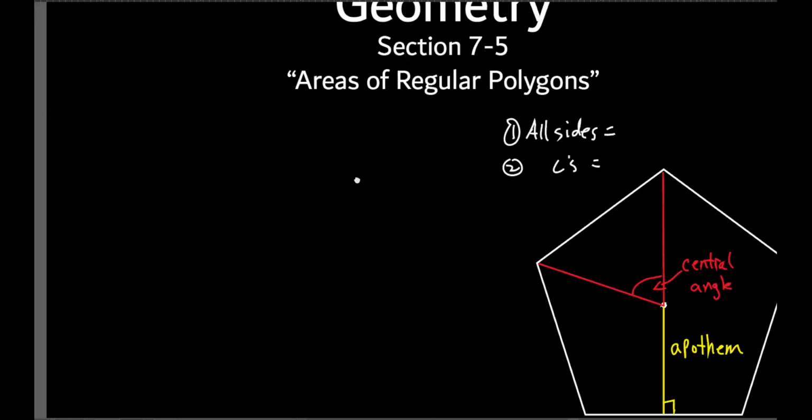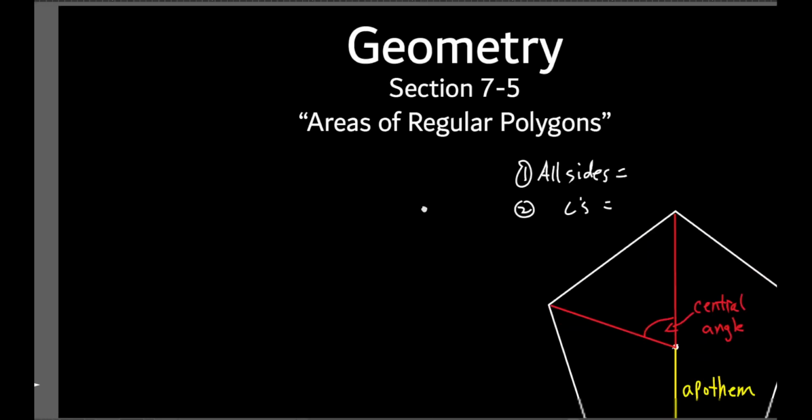We're going to do another polygon. This time I'm going to make it 8 sides. So what kind of polygon is it? An octagon. And it's not just any old octagon. It's a regular octagon. So all the stuff we're doing today is just regular polygons. Is that the name of the lesson? Yep, areas of regular polygons.